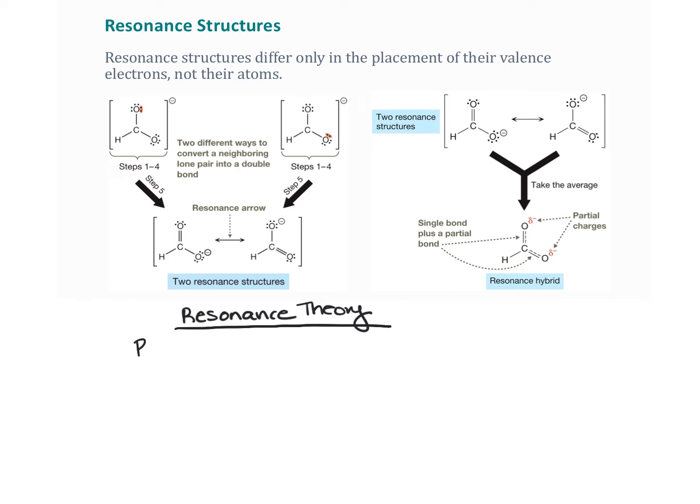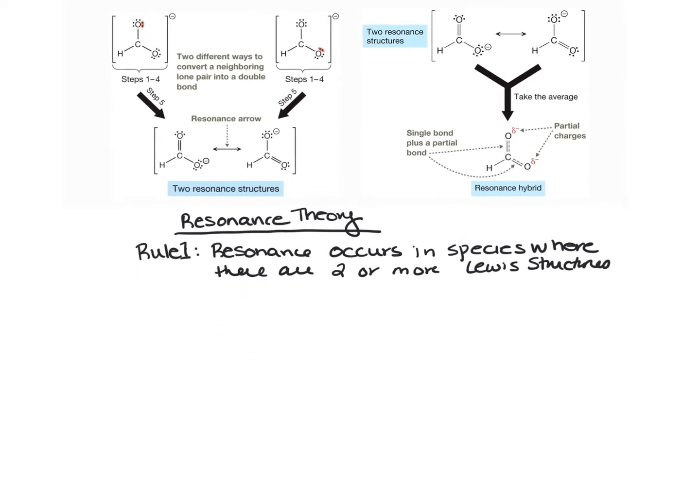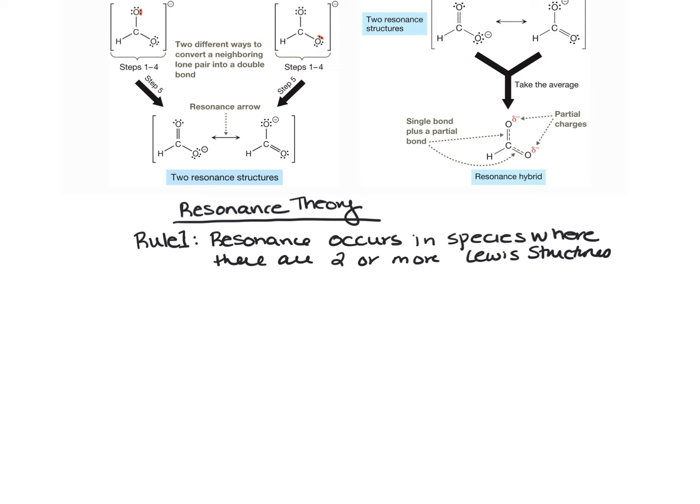And so the first rule here, we'll call it rule one: resonance occurs in species where there are two or more Lewis structures. So if we can have two different Lewis structures, we are going to end up with resonance. Sometimes you can have three, four, and five, right? So we can have lots of resonance structures.